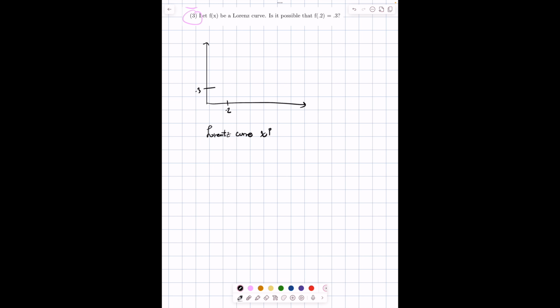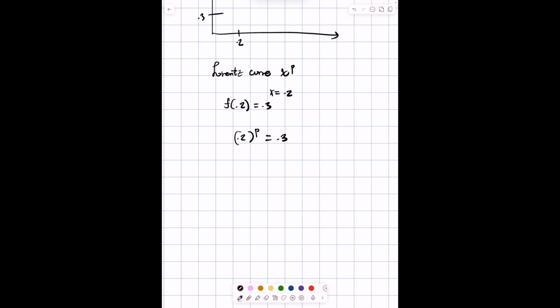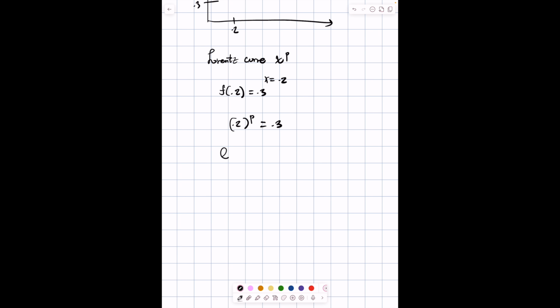And I just need to find p such that when I plug in x equal to 0.2, I get out 0.3. So you say 0.2 to the power of p is equal to 0.3. Well, I can take the natural log of both sides to get the p down. Natural log of 0.2 to the p equals natural log of 0.3.